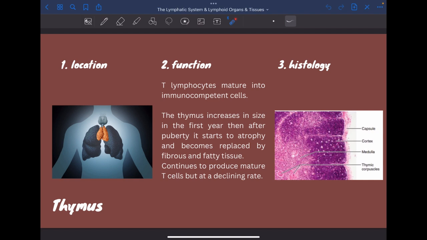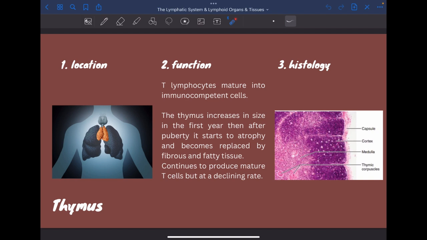In general, when a person is initially born, as a newborn, this is where the thymus is most active, highly large and so on. And as the person ages, specifically after puberty, it starts to atrophy and becomes replaced with fibrous and fatty tissue. It's still going to produce immunocompetent cells, but at a slower and declining rate.